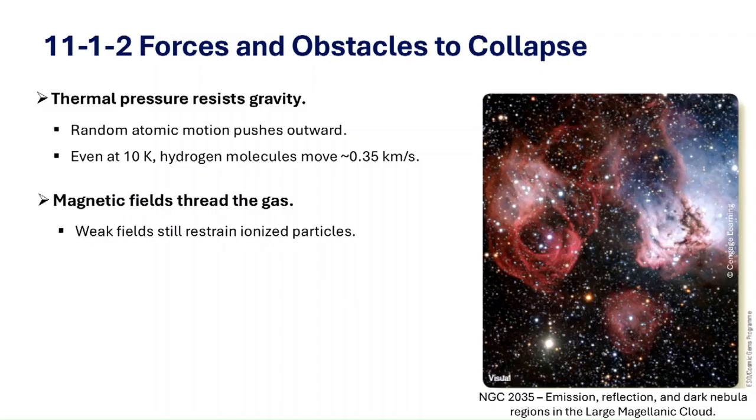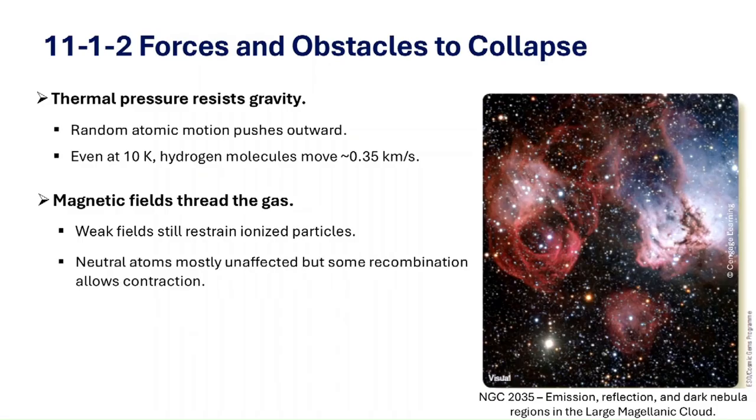Now the interstellar medium has a magnetic field, and although weak compared to Earth's, it can slow the motions of charged particles. And the neutral gas can slip past magnetic fields more easily. So in some parts of the clouds, ions recombine with electrons, reducing magnetic resistance and allowing contraction to proceed. So you can think of the magnetic field like a spring inside the cloud. Charged particles get tangled, resisting collapse. But neutral gas can slide past and slowly start forming stars.